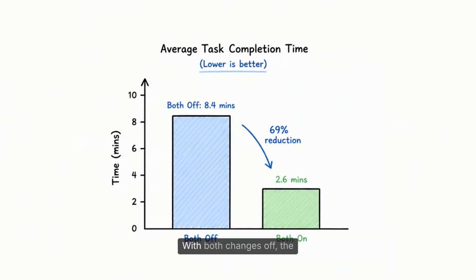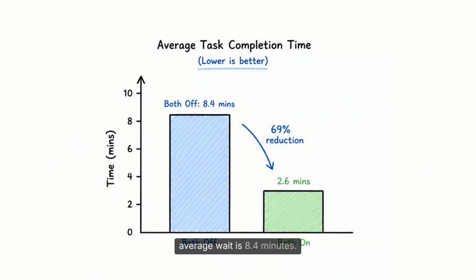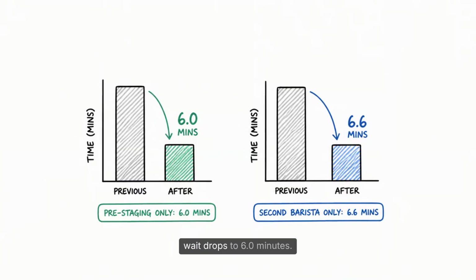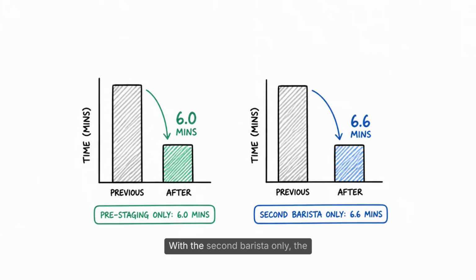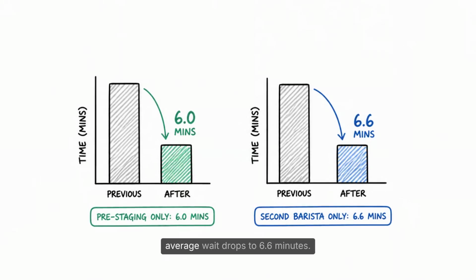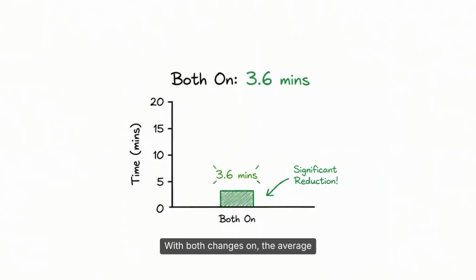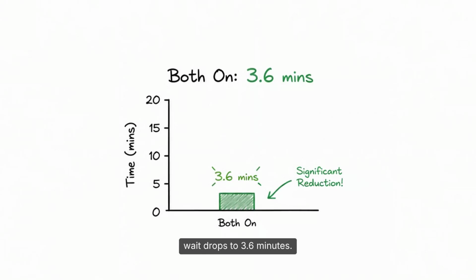The results are clear. With both changes off, the average wait is 8.4 minutes. With pre-staging only, the average wait drops to 6.0 minutes. With the second barista only, the average wait drops to 6.6 minutes. With both changes on, the average wait drops to 3.6 minutes.